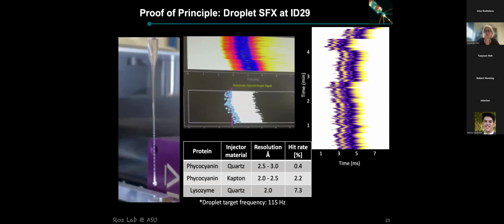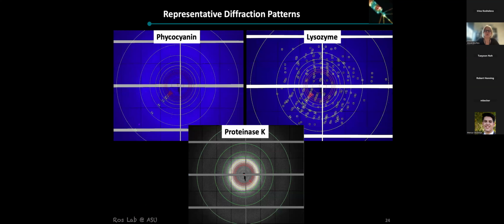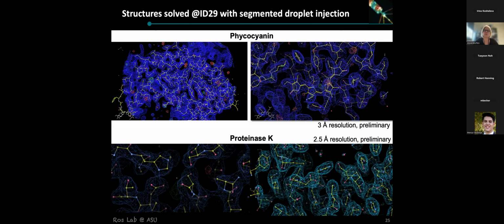And let me go to the next one. Okay, so in addition, in our latest experiment, we also had proteinase K. So I show the diffraction pattern here. And we were able to get a nice structure from phycocyanin and proteinase K from the latest attempts.